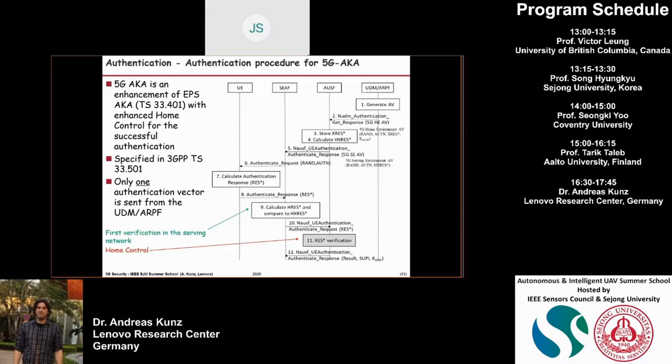If this is okay, it indicates this to the AUSF with the response of the UE, and the AUSF will verify whether the response matches. And if this is okay, then the AUSF will provide the SUPI and the K-SEAF to the SEAF, so that the next procedures can take place. So this verification in the AUSF is a so-called home control. This means that the home network operator always checks whether the UE is really in this visited network or not.